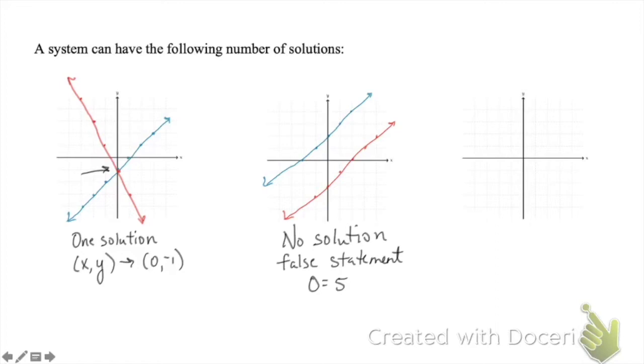And then finally, you can have a system with infinitely many solutions. When you're graphing, these will look like two lines that graph right on top of each other. They are crossing in many points. Actually, they are crossing in infinitely many points. So we say that this system has infinitely many solutions.